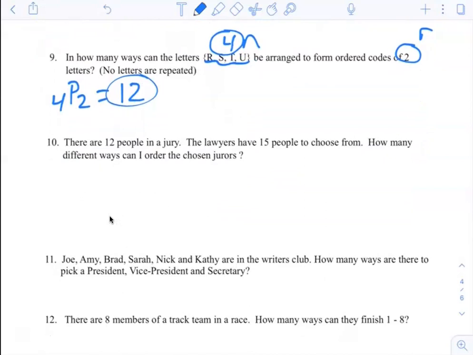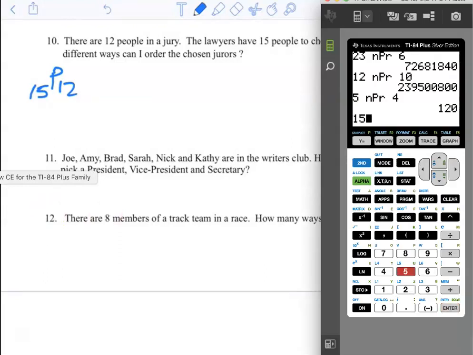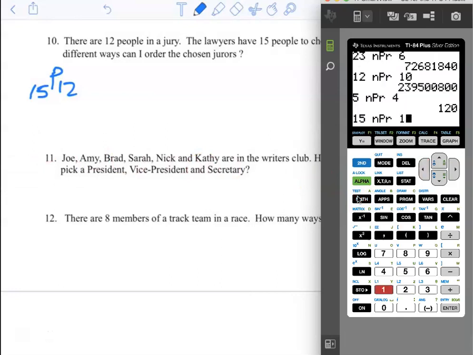Okay. There are 12 people in a jury. The lawyers have 15 people to choose from. How many different ways can I order the chosen jurors? So there's the bigger number first, 15. We're picking 12 of them. We'll go to the calculator for it. 15, picking 12. We have math, probability, second option, 12. Get ready for a big number.